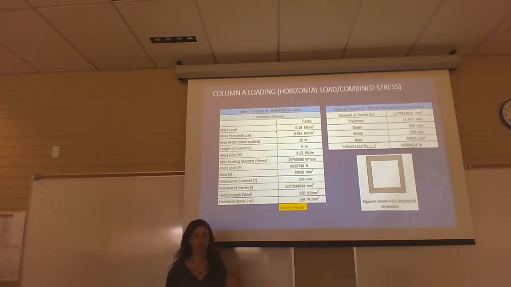It was over 800 MPa, which is way too high because the yield strength of steel is 350. So we chose a new column with a higher I value and area, and this new column was analyzed for combined stress, and it passed at 295 MPa, which means that the column is safe enough to hold up the horizontal and vertical load.